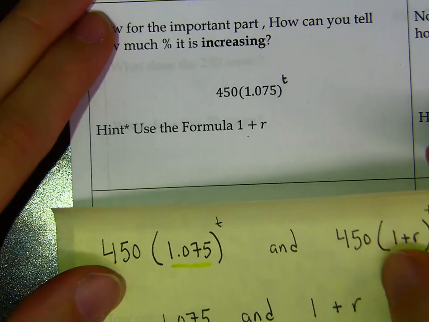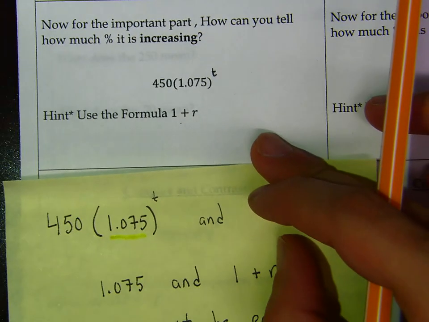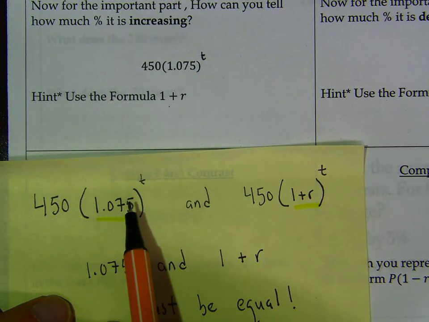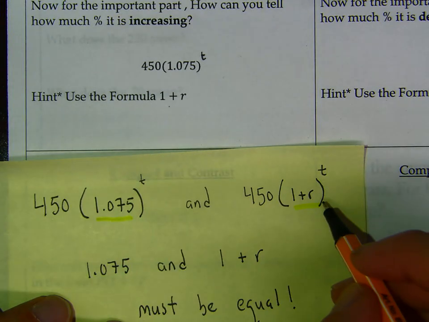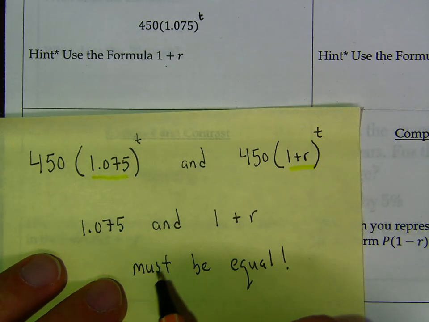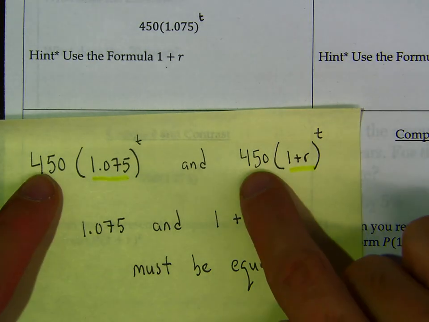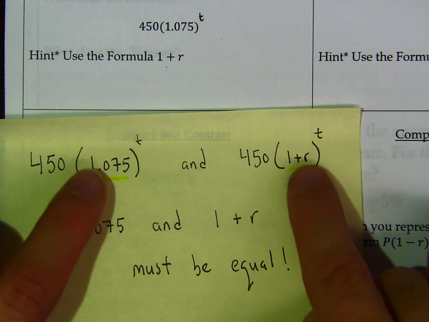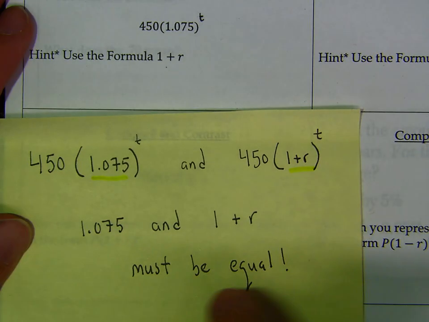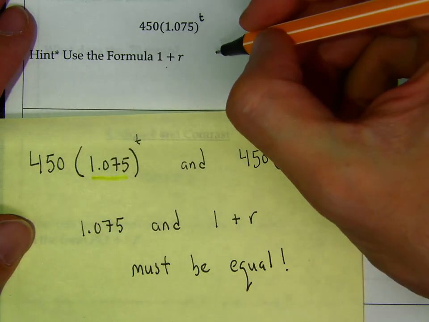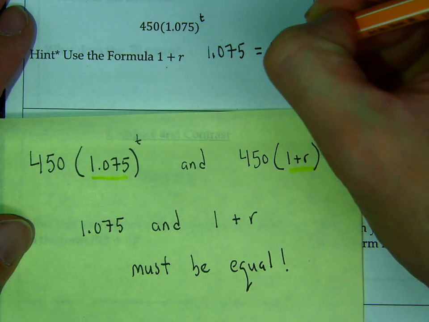There is a relationship between these two. Here, what has to be true about this 1.05 and this 1 plus r? They must be equal. They have to be equal because this is the same. So these have to be equal to each other. Well, how will that help us? Let's say I have 1.05 equals 1 plus r.